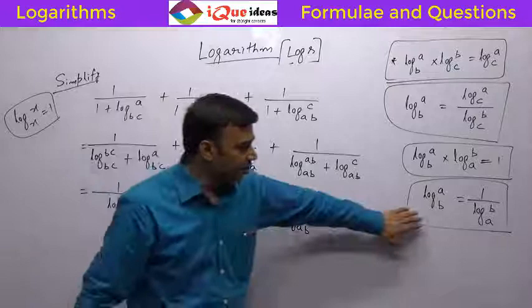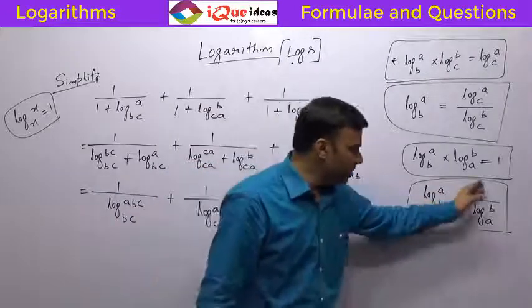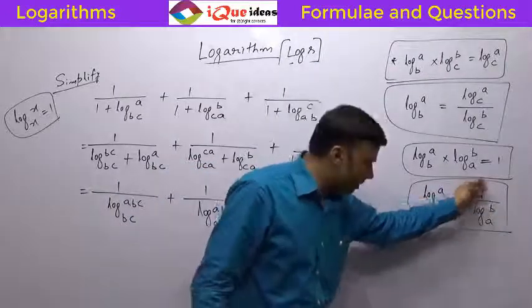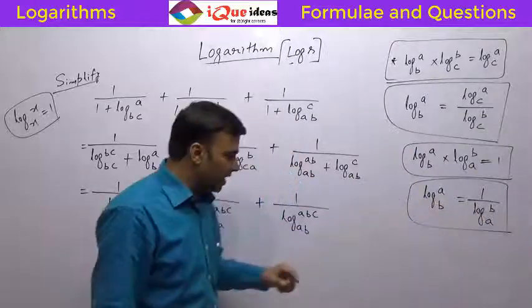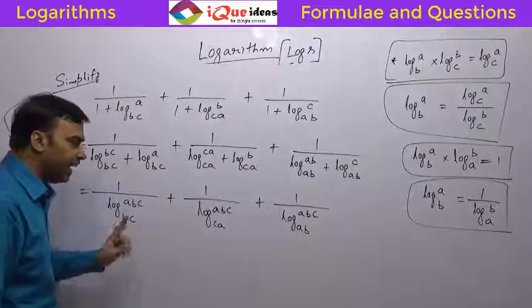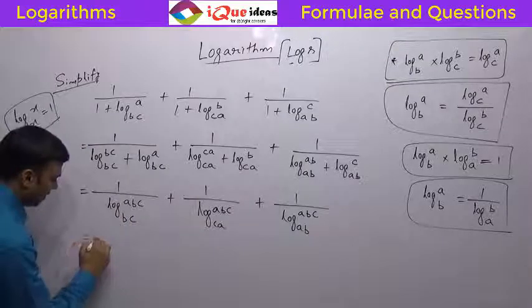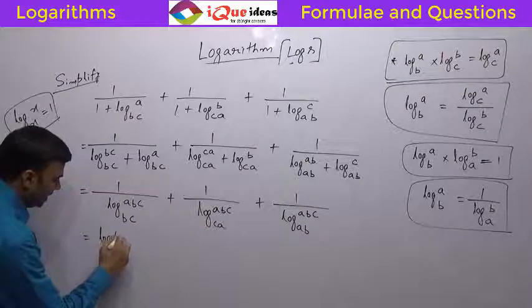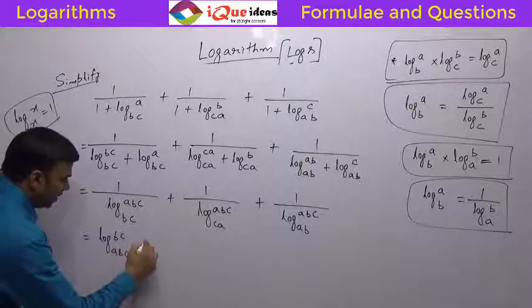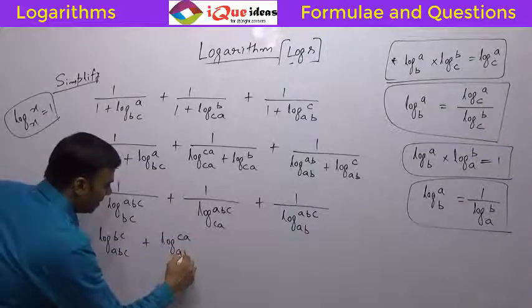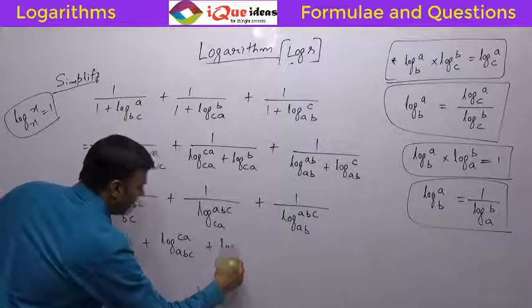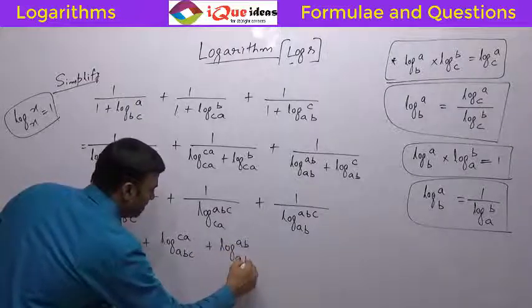Now we apply this rule. Log A to the base B is equal to 1 by log B to the base A. That means 1 by log B to the base A, when it goes in the numerator, it becomes log A to the base B. So the number and the base get interchanged. So the first one becomes log BC to the base ABC. The second one becomes log CA to the base ABC. Plus the third one becomes log AB to the base ABC.